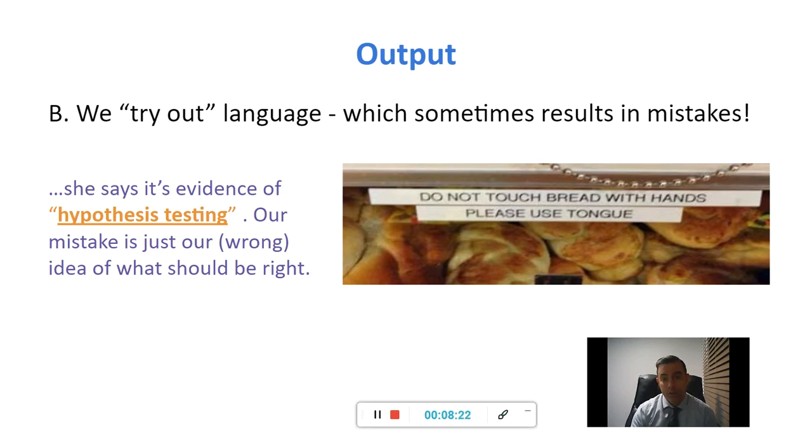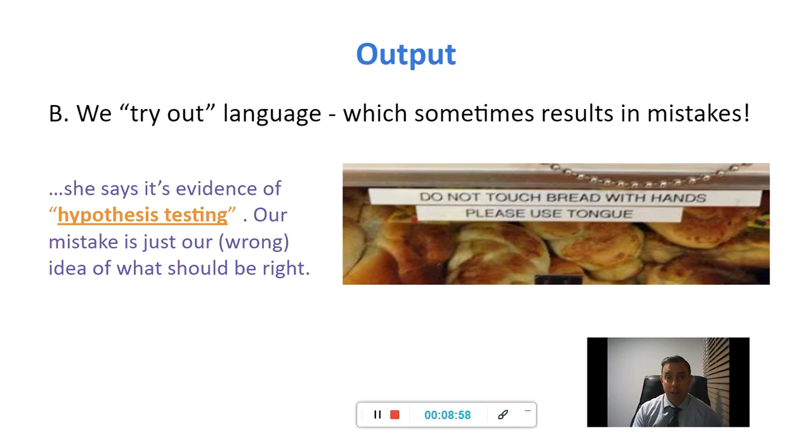Sometimes it's wrong. Like in this example, "do not touch bread with hands, please use tongue." I feel like they probably meant to use tongs, not your tongue. That would be an example of a mistake. Here's a classic example of hypothesis testing that I use when I talk to students about this. Remember, it's just trying out language to see if it works. Well, this happens in the real world all the time.